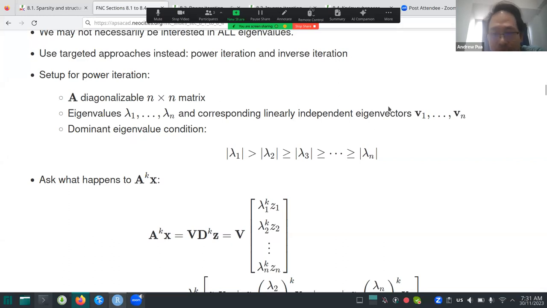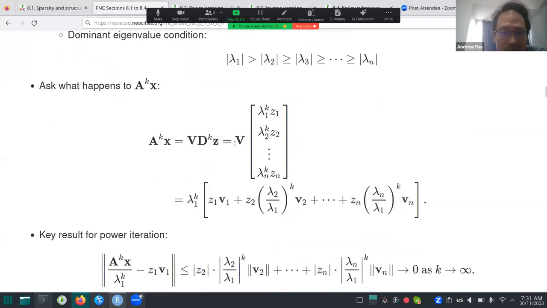You have n eigenvalues with corresponding eigenvectors v1 to vn, and then one of the conditions is that there should be a dominant eigenvalue. So in this situation, it's lambda one. Notice that there's no equal sign below this greater than sign here. But you could have repeats of the others, but there should be one that is really large, in absolute value.